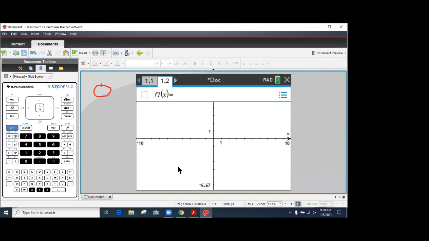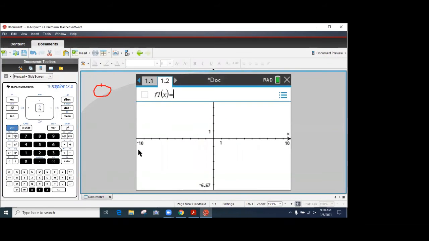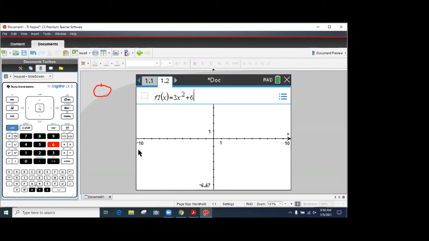So I'll hit graphs right there. Now, we don't type in the y equals. This is your y equals right here. So we're typing in what we got here, 3x squared plus 6x. So type in 3x squared plus 6x. So type that in and hit enter real quick, okay?